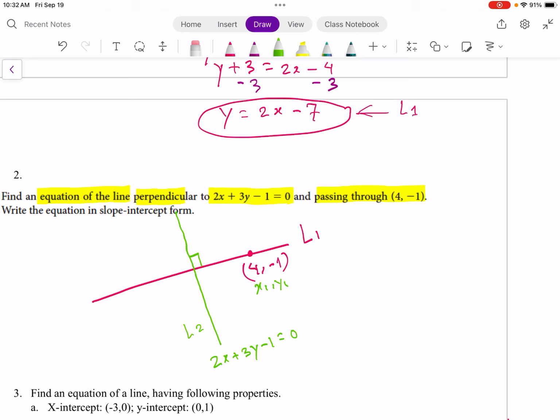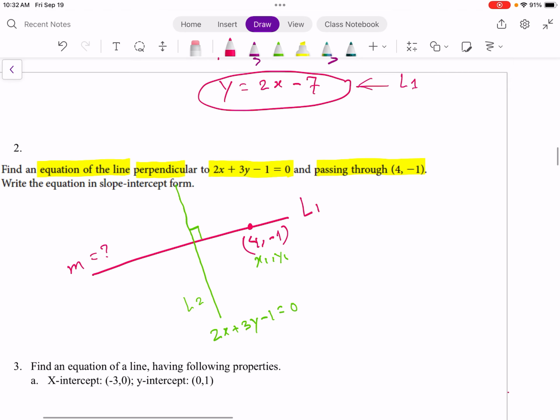Now what is the next thing we need to know in order to find the equation of a line? If we want to find the equation of a line, we need to know its slope, right? Every time you are finding the equation of a line, you need to know the slope. So our target is finding the slope of line L1. It's not given to us, but our line L1 is perpendicular to line L2. Now if two lines are perpendicular to each other, what do we know about their slopes? How are they related?